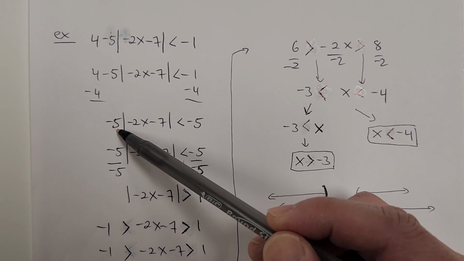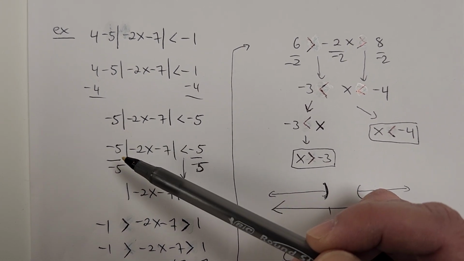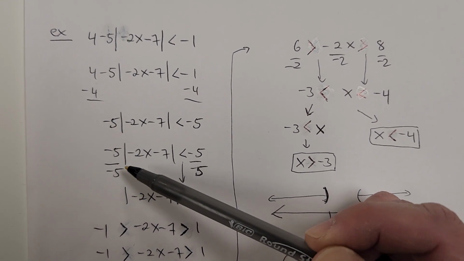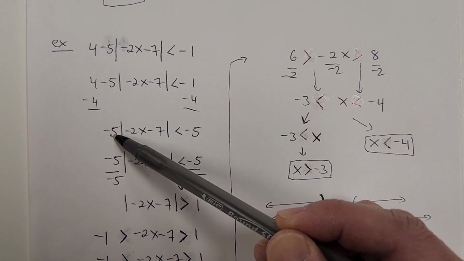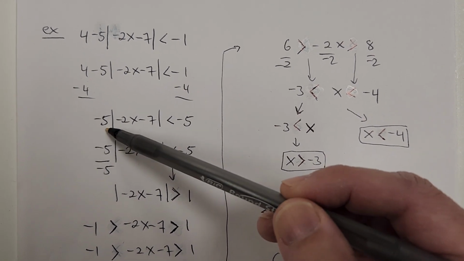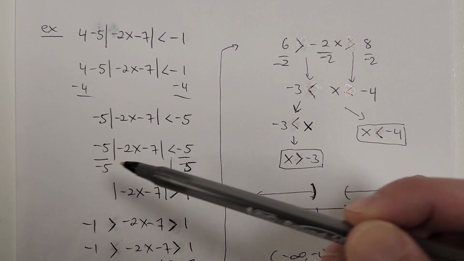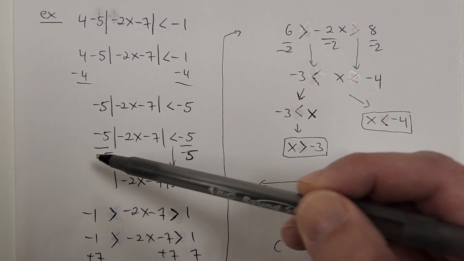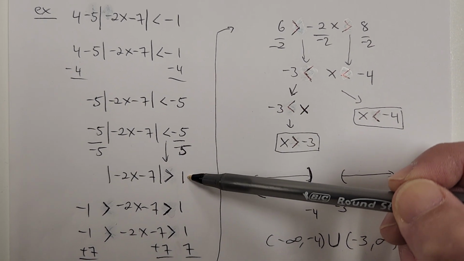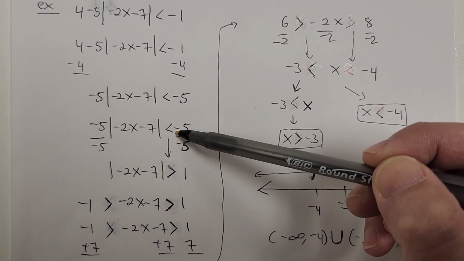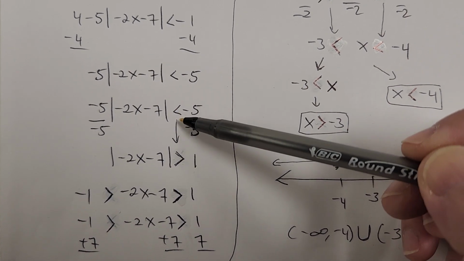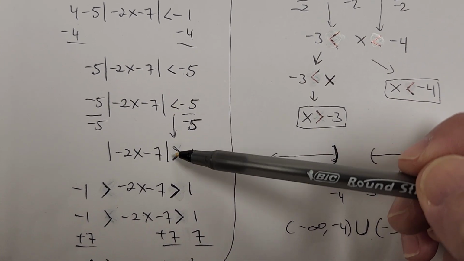Next, this negative 5, we need to divide. Be very careful. This number next to the absolute value must be divided. So divide both sides by negative 5, which I have here. This negative 5 goes away, and negative 5 divided by negative 5 gives me positive 1. Since I am dividing by a negative, this symbol has been flipped. Be very careful: when you divide by a negative, the symbol is flipped.